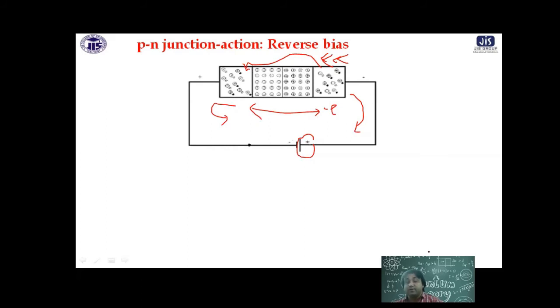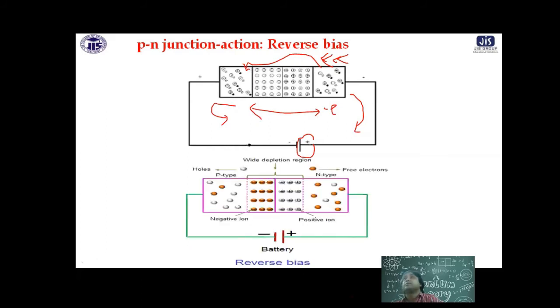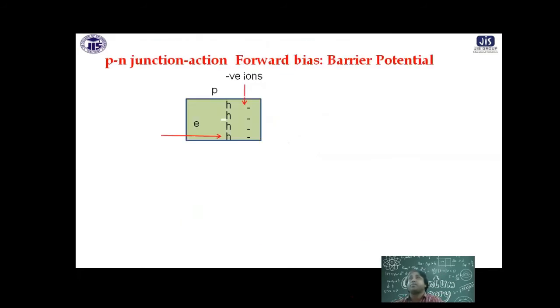But I have shown you a better picture. You see, this is the situation. It is getting widened. The moment it is connected, it is widened, and the probability of the electron going to the other side is very less. So current will fall down. Now this is a better picture I have shown you.